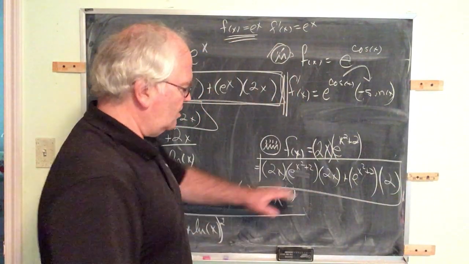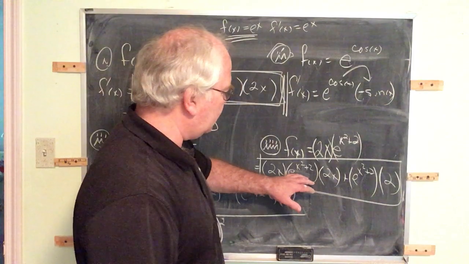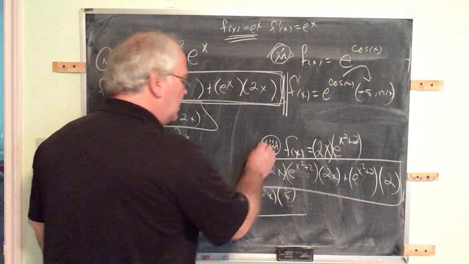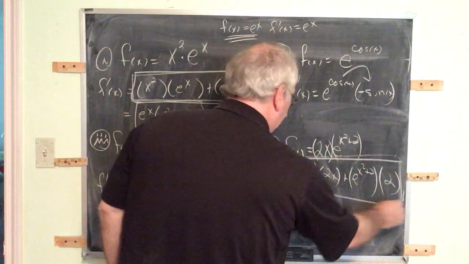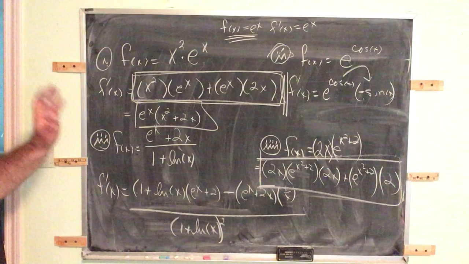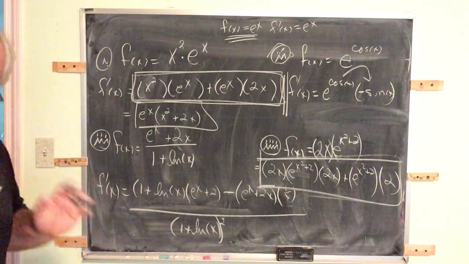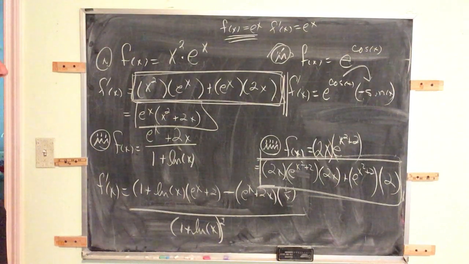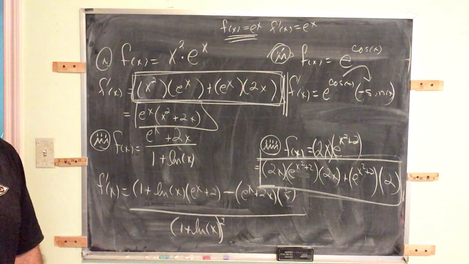Again, if you feel like it, you may factor out the e to the x squared plus 2. You may factor out one of the 2's. You can factor this all you like. If all you're asked to find is the derivative, that's all there is to it. So e to the x and natural log x should now be part of your mental furniture, being able to find derivatives using all the basic rules for those derivatives.